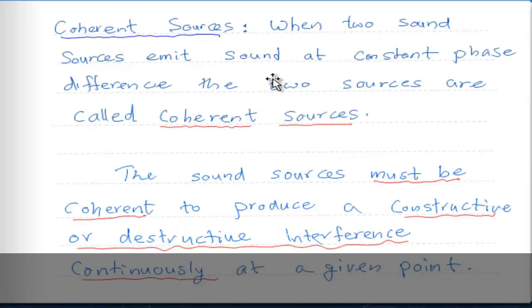Now in nature, we normally don't see constructive interference or destructive interference. The reason is, most sound sources emit sound with changing phase difference. Phase difference in nature changes very rapidly, so that we cannot hear a constructive or destructive interference, because it changes so rapidly, so we don't see that effect.